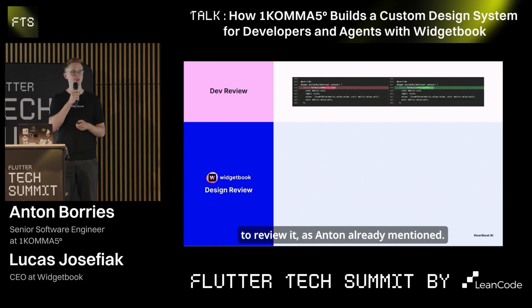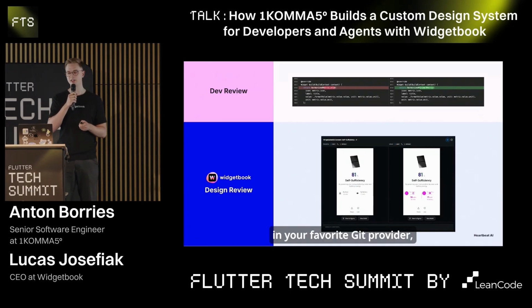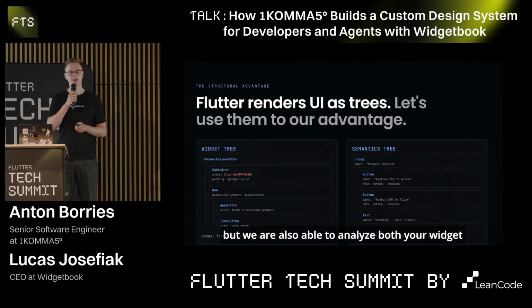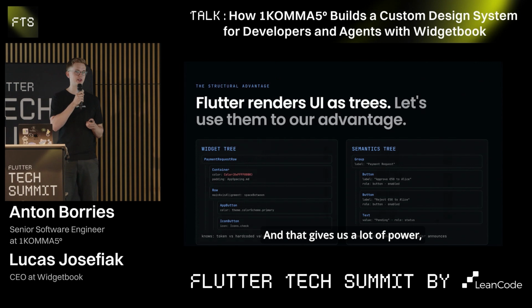As Anton already mentioned, first of all, you would have a code review in your favorite Git provider, and you would then have the visual review on Widgetbook Cloud. With Widgetbook v4, we are now not only able to analyze screenshots, but we are also able to analyze both your widget and also your semantics tree. And that gives us a lot of power, especially for accessibility testing.